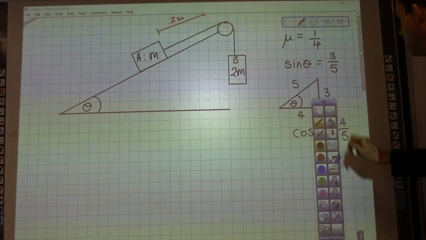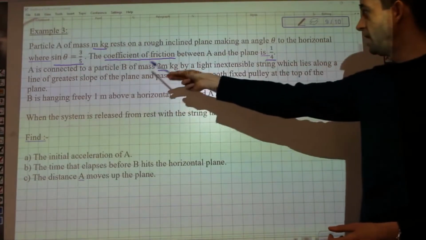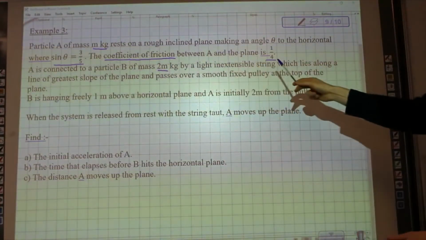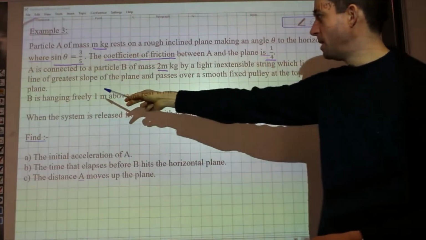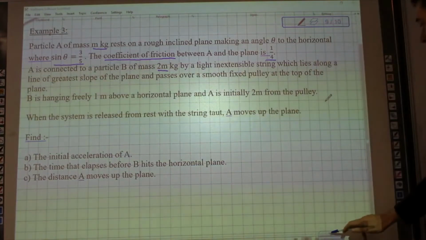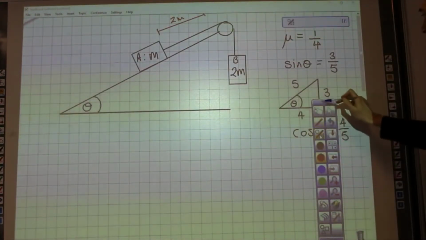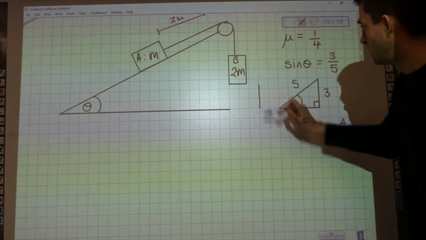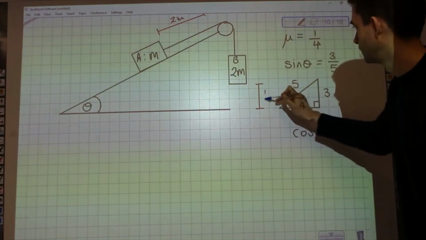Right, quick glance back at the question. A is connected to a particle B of mass 2m kilograms by a light inextensible string. We've done all that. B is hanging freely 1 metre above a horizontal plane and A is initially 2 metres from the pulley. So let's get that onto our diagram, the fact that B is 1 metre above the ground initially.